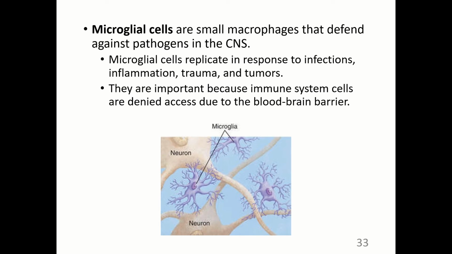Microglial cells are small macrophages that defend against pathogens in the central nervous system. Microglial cells replicate in response to infections, inflammation, trauma, and tumors. They are important because immune system cells are denied access due to the blood-brain barrier. They're called microglia because they're very small. So they're small glial cells.